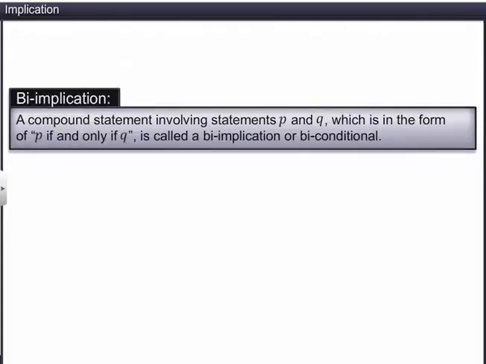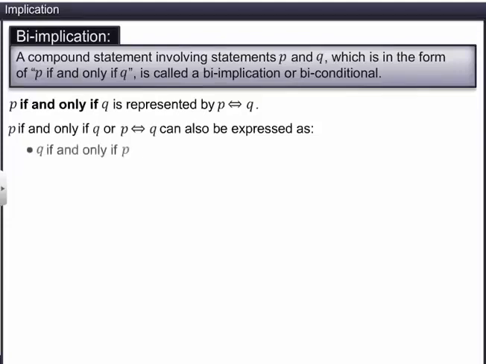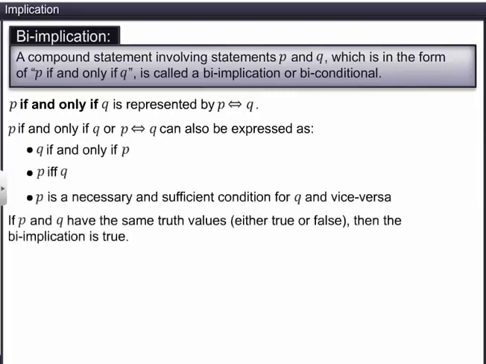A by-implication is represented by a double imply symbol. The by-implication P if and only if Q can also be expressed as shown. Remember here that if P and Q have the same truth values, either true or false, then the by-implication is true. If either P or Q is false, then the by-implication is false.